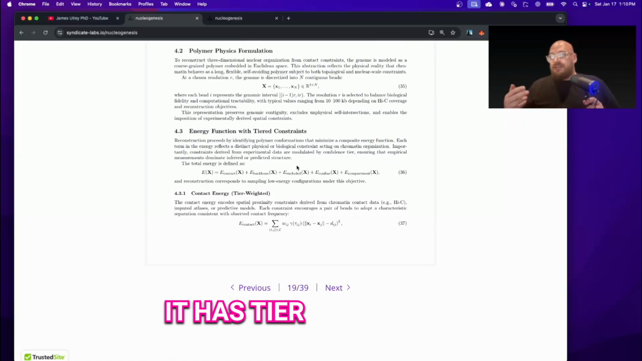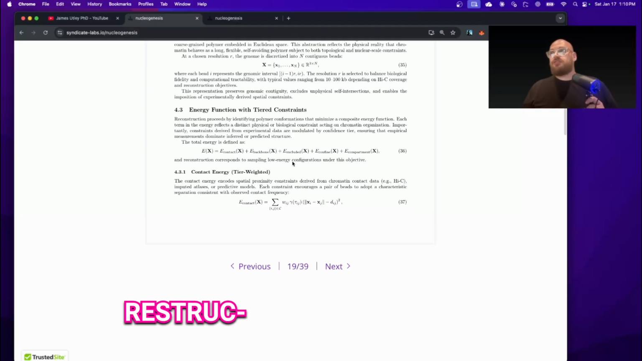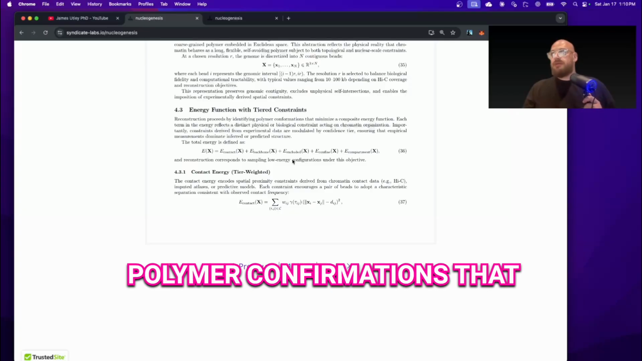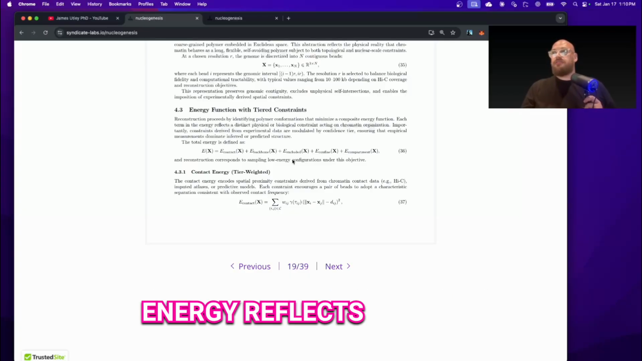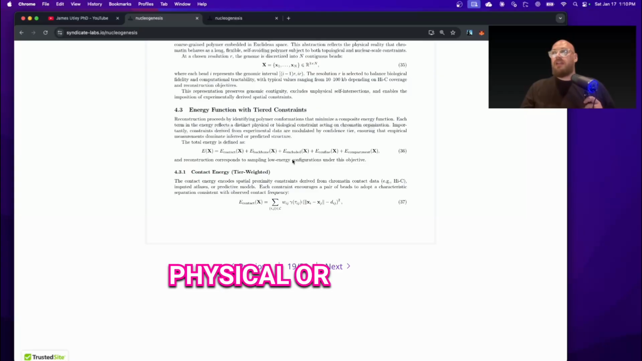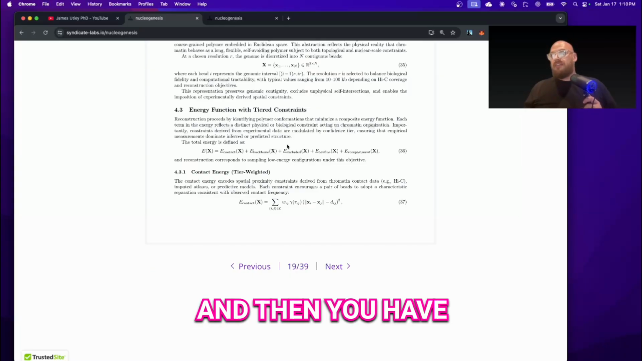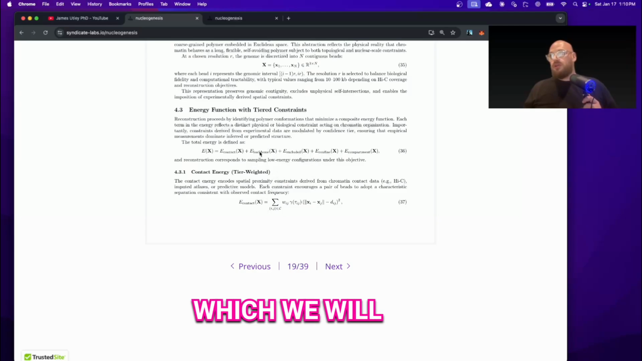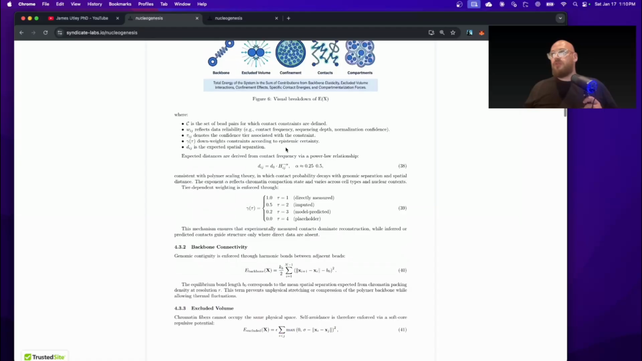So now it has tiered constraints. We're going to talk about the energy function with tiered constraints. Reconstruction proceeds by identifying the polymer conformations that minimize a composite energy function. Each term in the energy reflects a distinct physical or biological constraint acting on the chromatin organization, right? And then you have this proof here, which we will look at in a little more depth in the next slide.